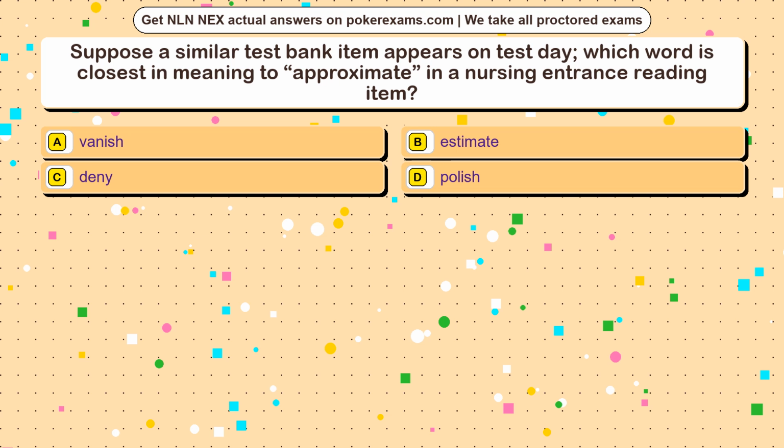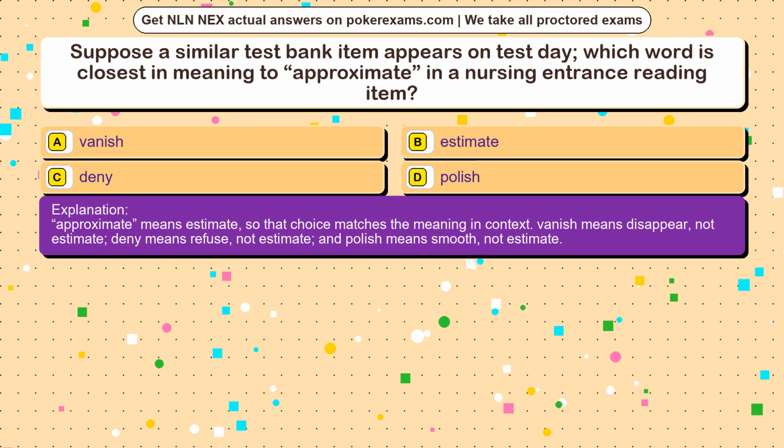The correct answer is option B. Approximate means estimate, so that choice matches the meaning in context. Vanish means disappear, not estimate. Deny means refuse, not estimate. And polish means smooth, not estimate.